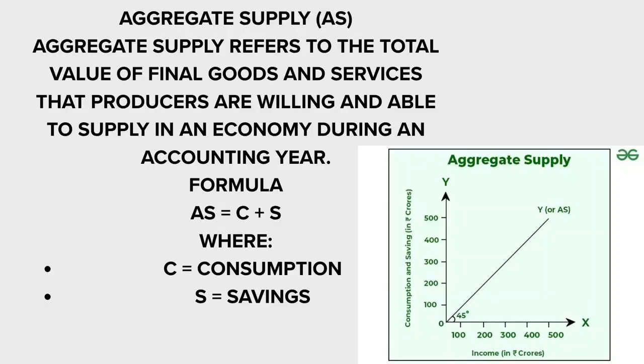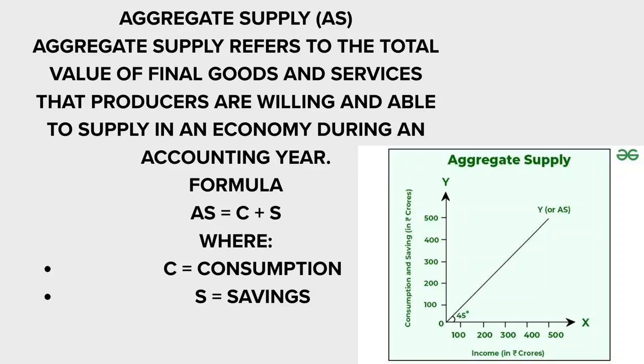Now let's understand aggregate supply. If aggregate demand tells us how much people want to buy, aggregate supply tells us how much producers are willing to produce and sell. Think of a bakery again. The bakery owner estimates how much bread can be produced using available workers, machines, and raw materials. The production is the supply. When we talk about the whole economy, we call it aggregate supply.